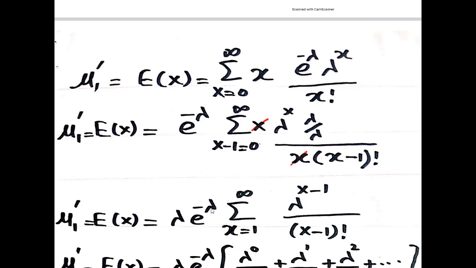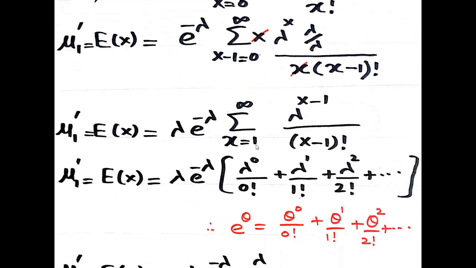So lambda e power minus lambda, we take outside this summation sign. So x is equal to 1 to infinity. And here lambda power x, divided by this lambda, 1 over lambda, when this lambda present in the denominator is taken to the numerator, its power will be lambda power x minus 1. So we get lambda power x minus 1 over x minus 1 factorial.